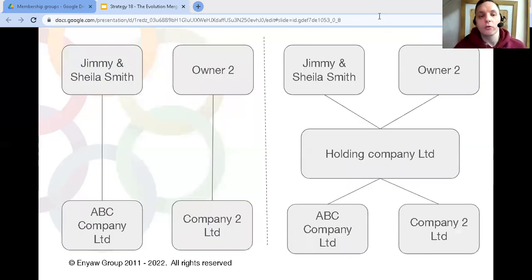So the first thing to do is you'll set up a new business that will be a holding company for both your business and theirs. So this new holding company will own both your business and their business. And in simple terms, you'll take your shares in your existing business and you'll swap them for shares in this new holding company.